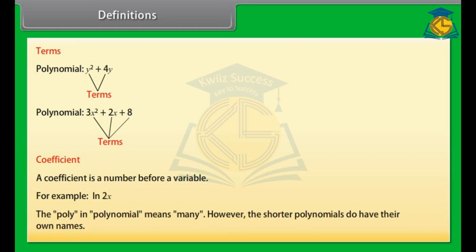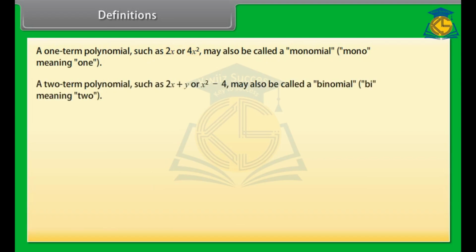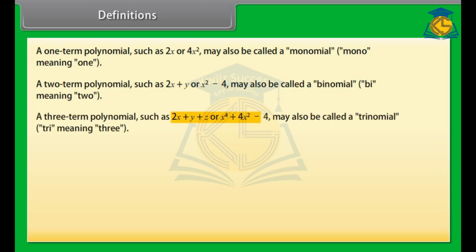The poly in polynomials means many. However, the shorter polynomials do have their own names. A one-term polynomial such as 2x or 4x square may also be called a monomial, mono meaning 1. A two-term polynomial such as 2x plus y or x square minus 4 may also be called a binomial, bi meaning 2. A three-term polynomial such as 2x plus y plus z or x raised to the power 4 plus 4x square minus 4 may also be called a trinomial, tri meaning 3.